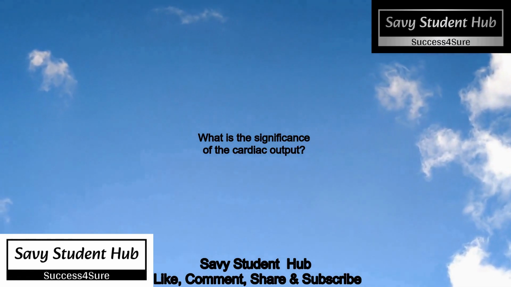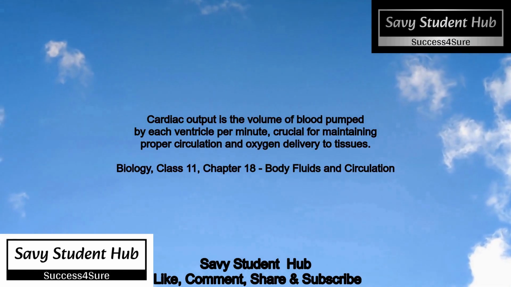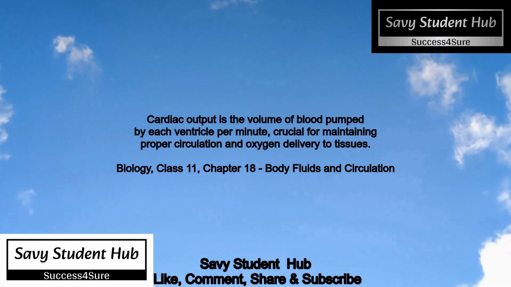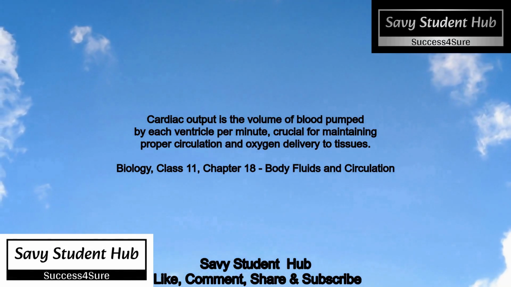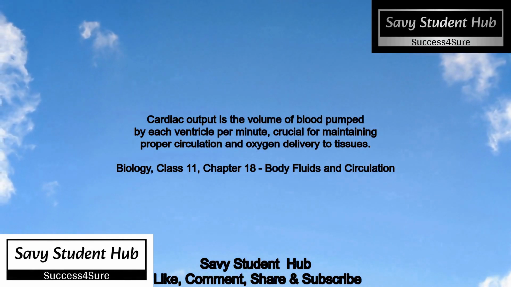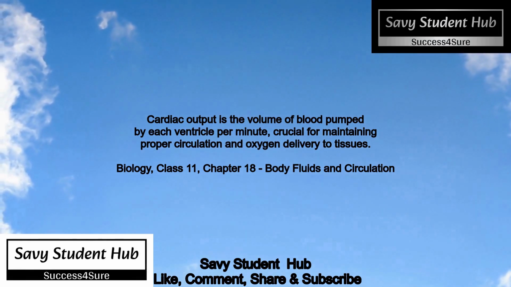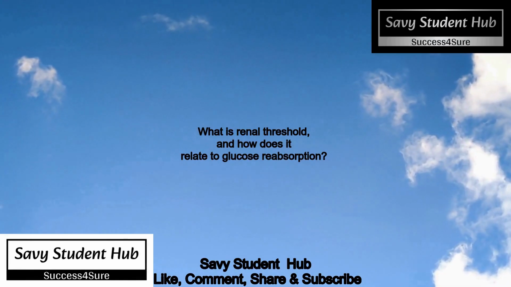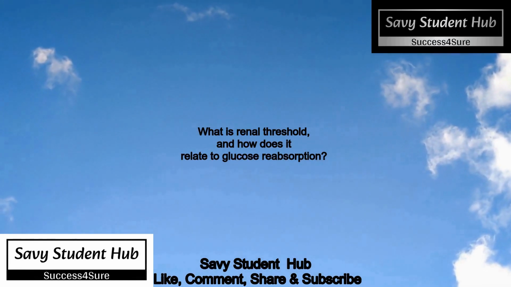Cardiac output is the volume of blood pumped by each ventricle per minute, crucial for maintaining proper circulation and oxygen delivery to tissues. What is renal threshold, and how does it relate to glucose reabsorption?